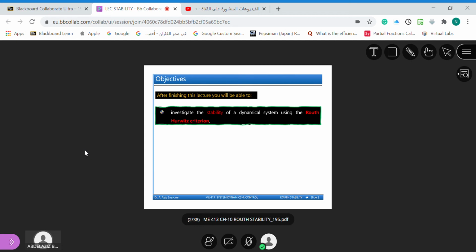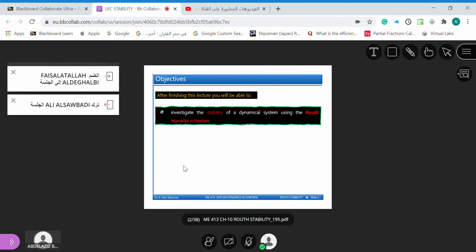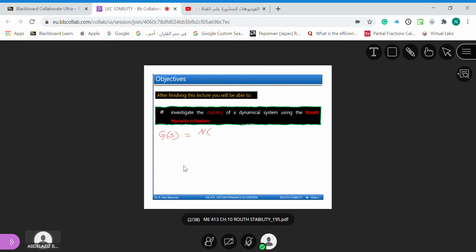They introduced a method to find whether the system is stable without solving the characteristic equation. If you remember, we usually write the transfer function g of s in this form: g of s is equal to numerator of s over denominator of s, and usually we call the denominator d of s.